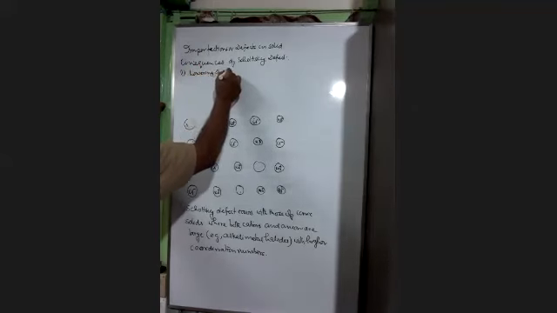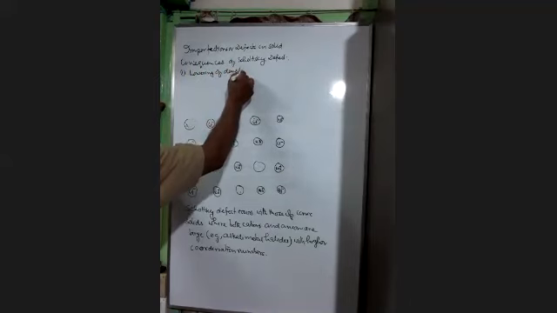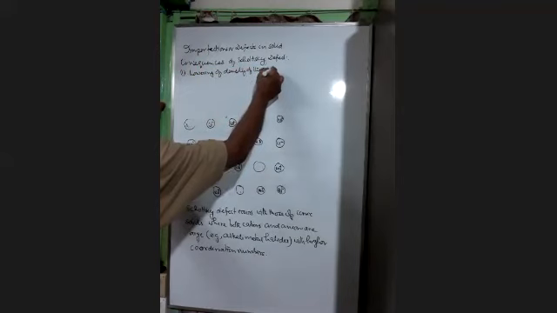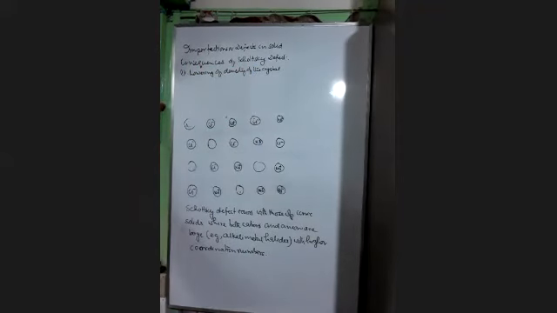Lowering of density of the crystal. That is obvious, as you know, because it is a vacancy defect only. Then what will be the second one?